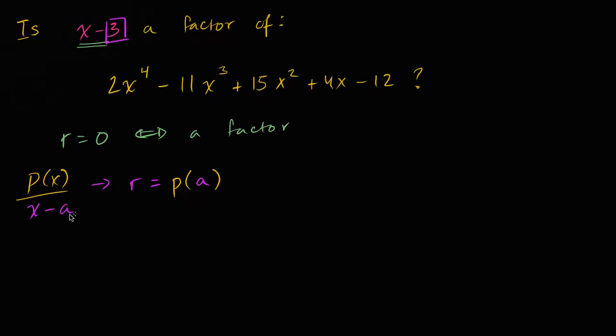So I'll do it all in magenta. It might be a little computationally intensive. So it's going to be 2 times 3 to the 4th power. 3 to the 4th, 3 to the 3rd is 81. 81 minus 11. Yeah, this is going to get a little computationally intensive, but let's see if we can power through it. 11 times 27. I probably should have picked a simpler example, but let's just keep going. Plus 15 times 9 plus 4 times 3 is 12 minus 12. So lucky for us, at least those last two terms cancel out.